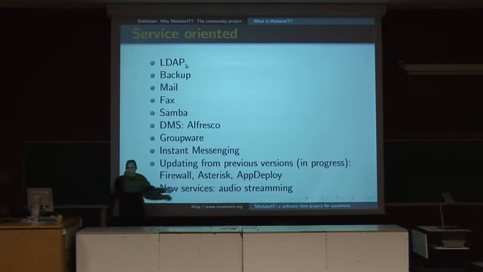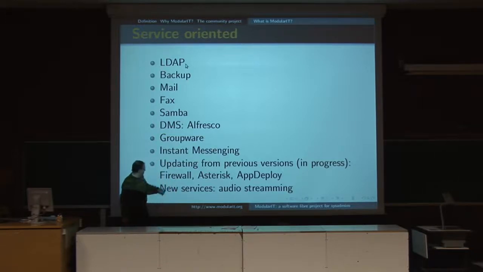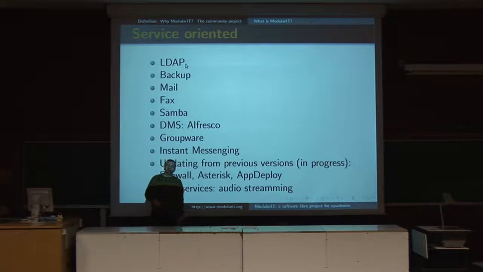And we have all these services. We are updating from previous versions of this architecture. The firewall, asset, and app deploy. This is a machine for deploying Windows clients, okay? And we are right now working on an audio streaming server. Some customers asked for it, so we are working on it. Of course, if you guys develop whatever application or you want to include any application in this architecture, it's perfectly possible. You just have to follow some rules, and you can do what we call modularize a service. So you include it by default.